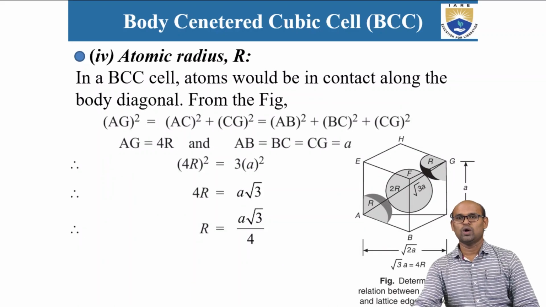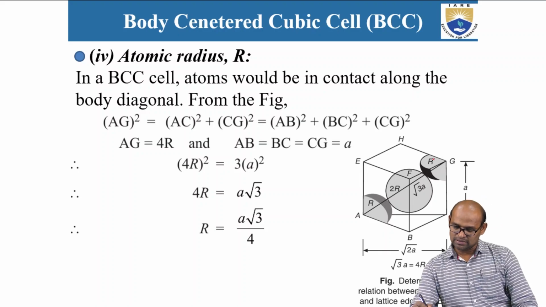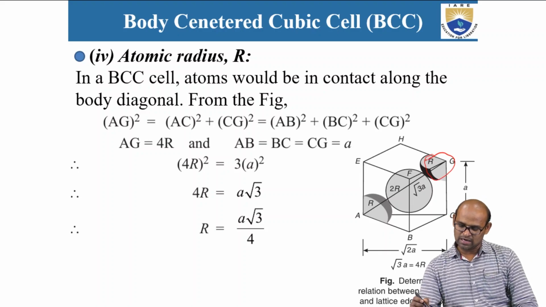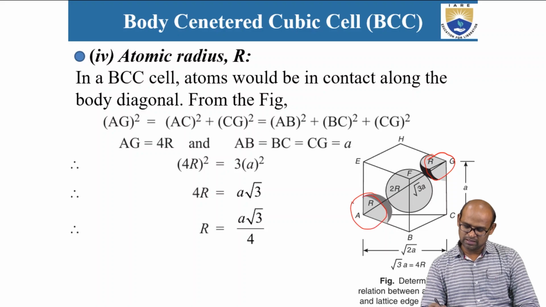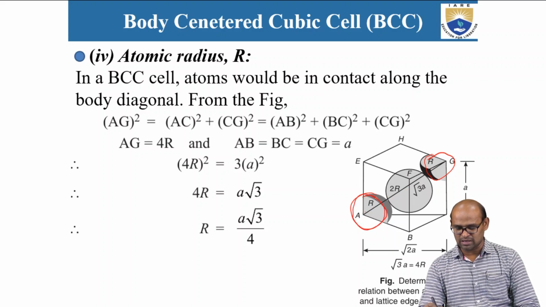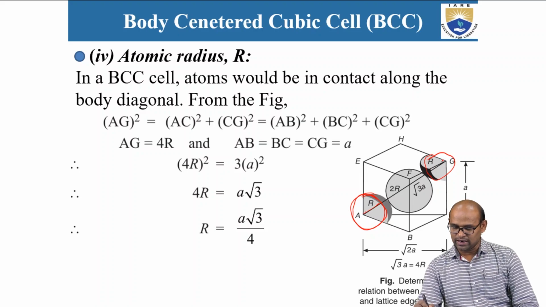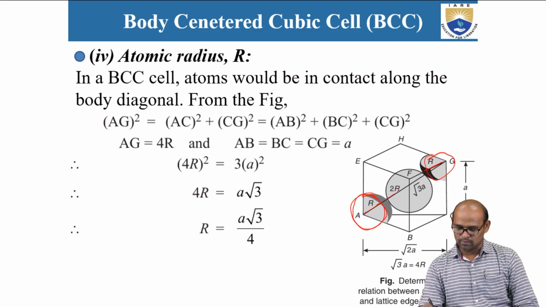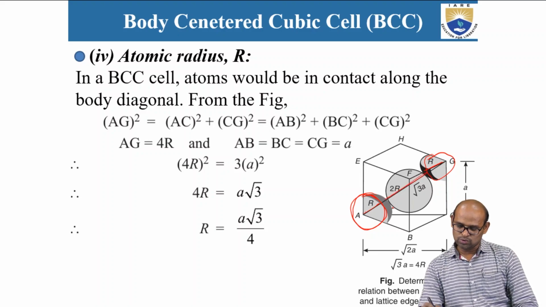Okay, so the fourth one is atomic radius. In a BCC cell, atoms would be in contact along the body diagonal. From the figure, there is an atom here, one atom here, and even at the center of the body of this unit cell there is one atom, right? The radius of this atom is R, so this is R, and the radius of this atom is also R, so this is also R, and this is 2R.